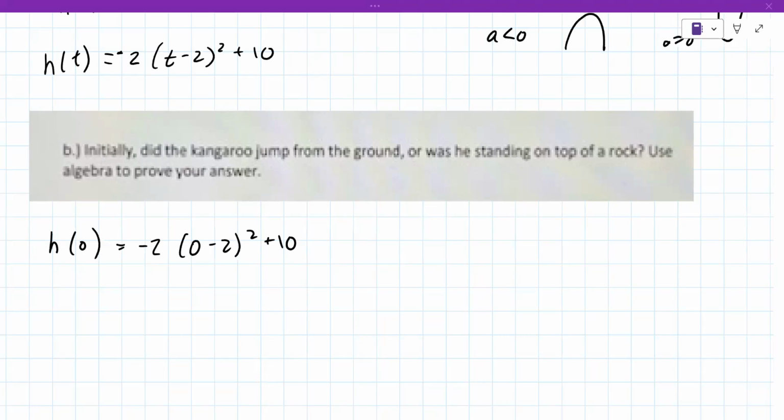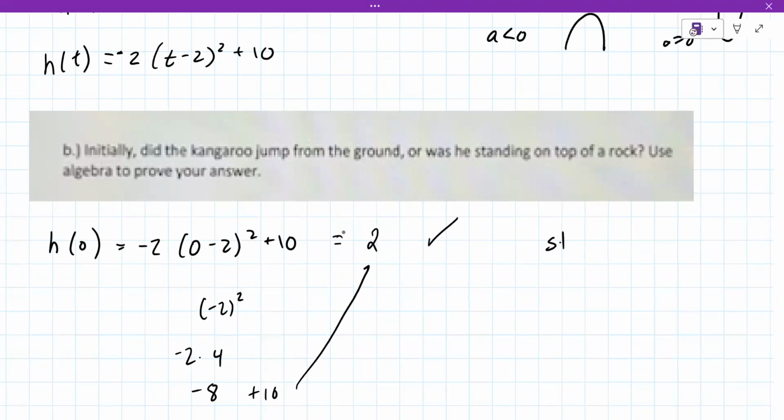How are you doing on this one? I think I got it. Okay, what's your final answer? I have h equals 2. That is correct. Nice. It's -2 squared, which is 4, times -2 is -8, plus 10 is 2.